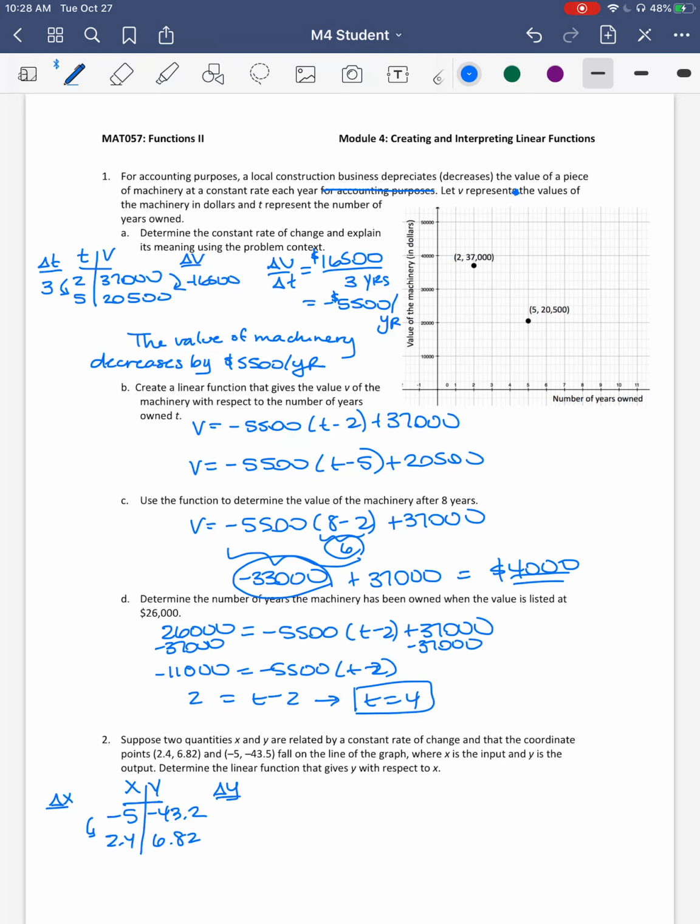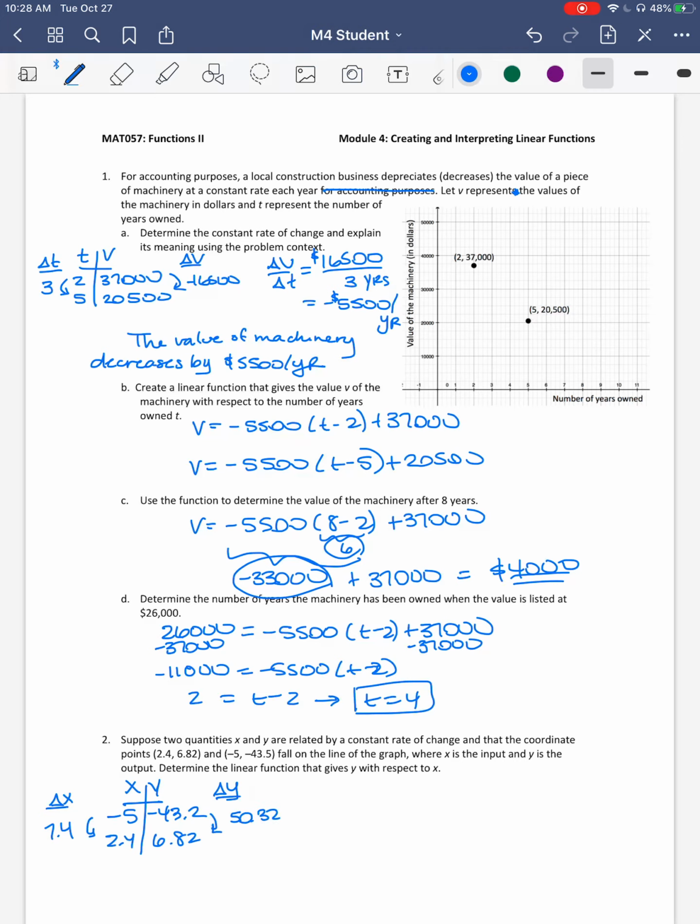So I still need to find the change in input and change in output. I would need to do 2.4 minus a negative 5, and so I'd get 7.4, which makes sense because my input increased. For my output, I would do 6.82 minus the negative 43.2, and I'm going to get 50.32.